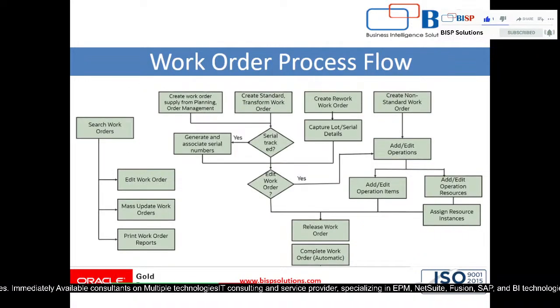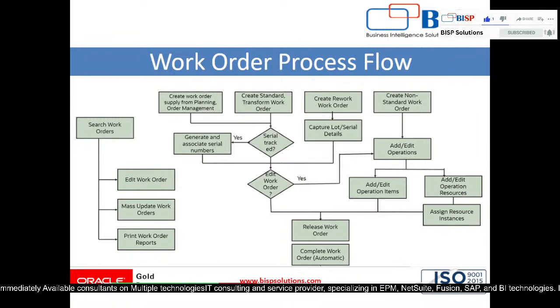This is the work order process flow, how the work order process flows in our application, right? So the work order process flow basically starts with the search order. Whenever you go to this page on the manage work order, first we can search our work order in our application. So after searching, you can edit, and you can perform the mass update in your work order, and you can print the work order on the work order report.